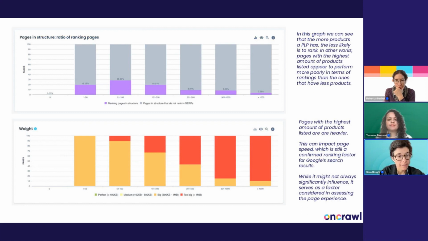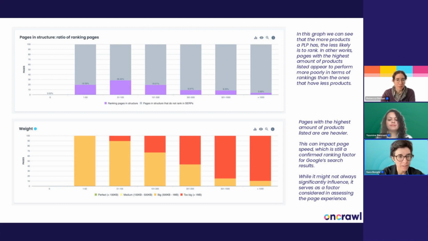And these are just a couple more ones. So in the first one, we can see that the more products a PLP has, the less likely it is to rank. So again, this is, let's say, a proof that probably the number of products that can be listed on the page in order to get crawled and to get ranked is lower.